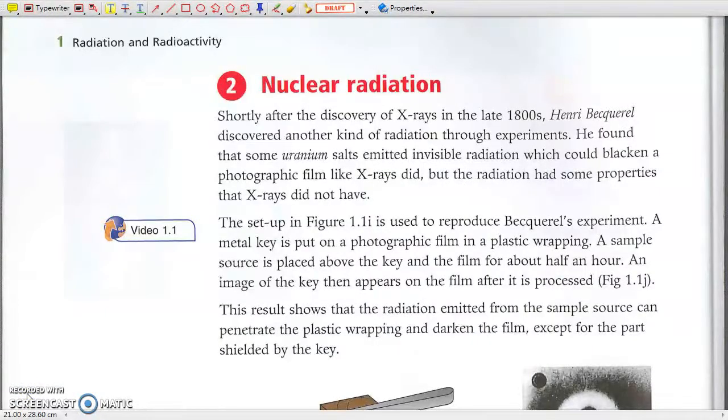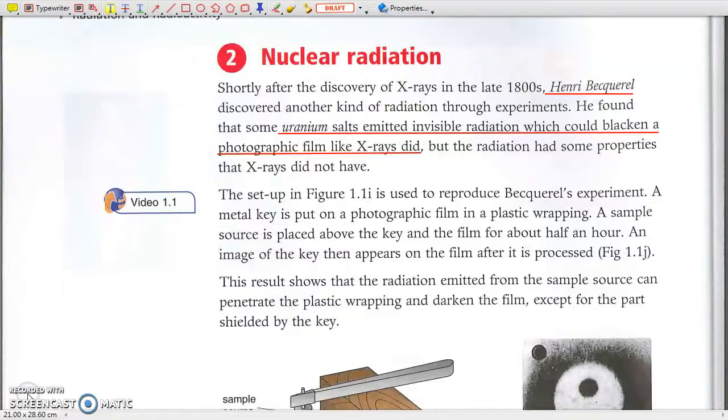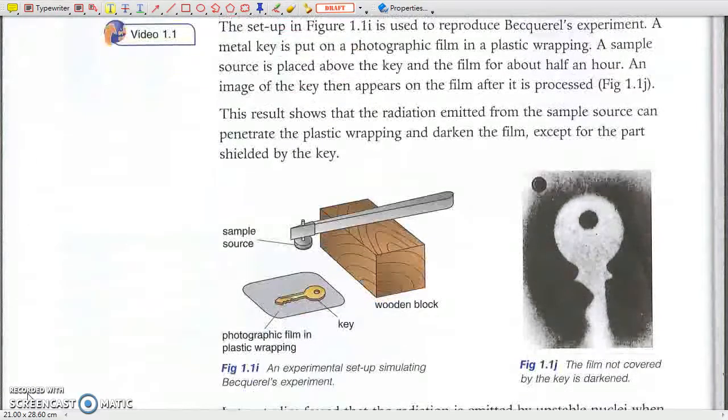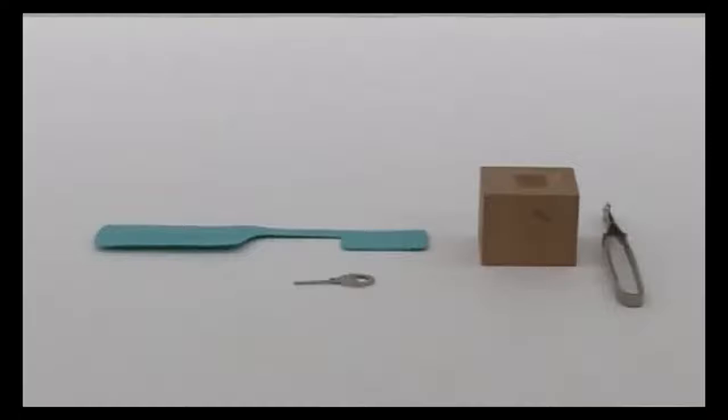2. Nuclear radiation. Shortly after X-ray was discovered, Henri Becquerel discovered some uranium salt may produce invisible radiations, which can also cause blackening of photographic film. The following repeats the experiment. We will use a radioactive source to blacken a photographic film.